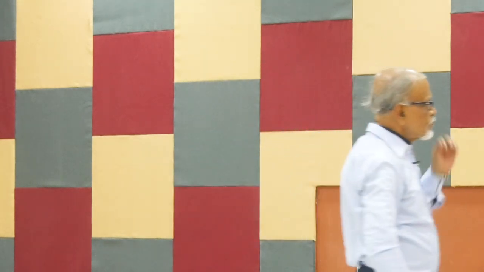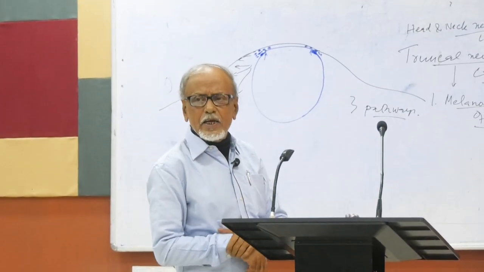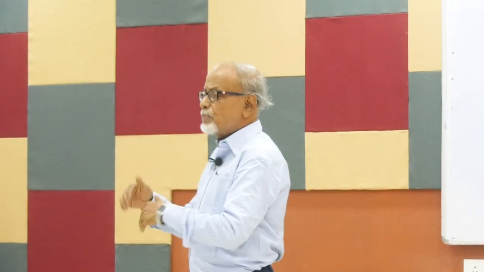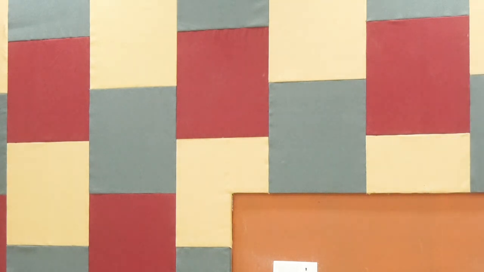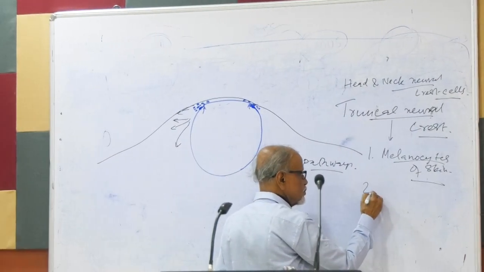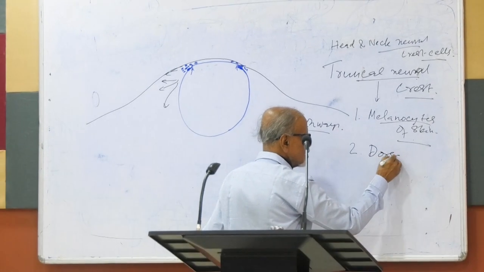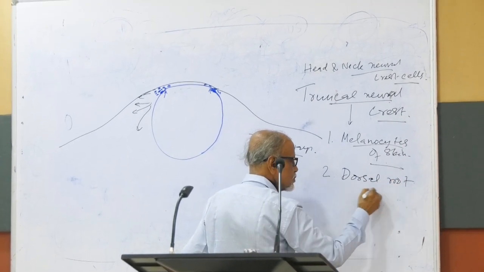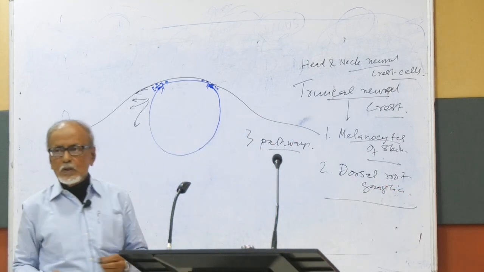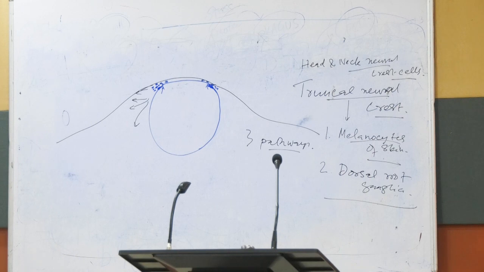তো যাই হোক, তাহলে আমি মেলানোসাইটস ছাড়া ল্যাঙ্গারহ্যান্স সেলস, মার্কেল সেলস বলে দিয়েছি। আমি কিন্তু ইম্পর্টেন্ট জিনিস বলেছি এপিডার্মিসে। So let me shift now. What are the other derivatives of neural cells? The next derivative will be... খুব ইম্পর্টেন্ট এটা, dorsal root ganglia. Dorsal root ganglia.